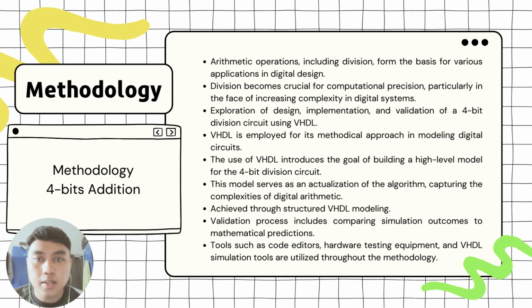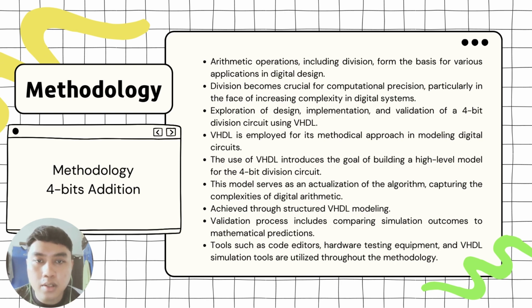The next slide is methodology. First is arithmetic operations, including division, form the basis for various applications in digital design. Division becomes crucial for computational precision, particularly in the face of increasing complexity in digital systems. Next is exploration of the design, implementation, and validation of a 4-bit division circuit using VHDL. VHDL is employed for its methodical approach in modeling digital circuits.